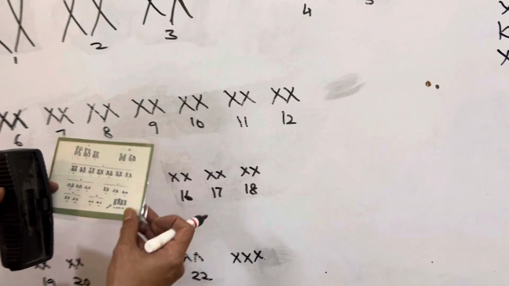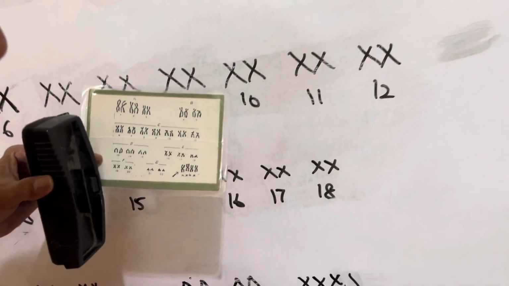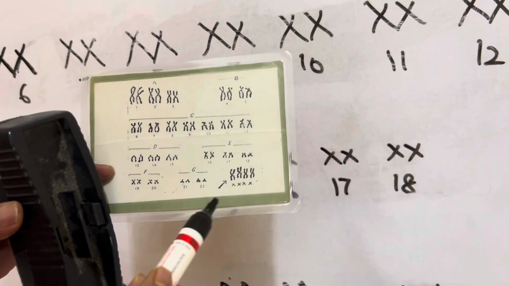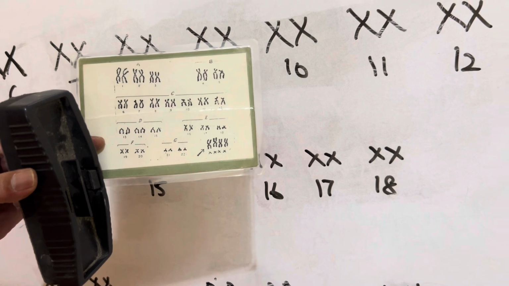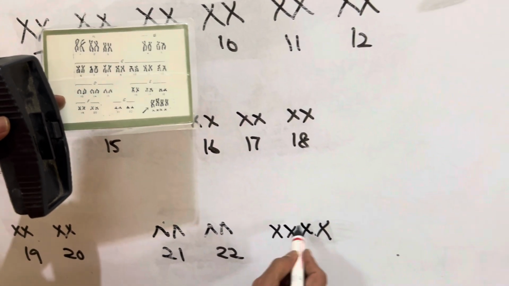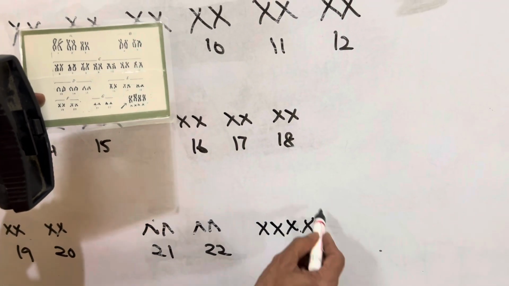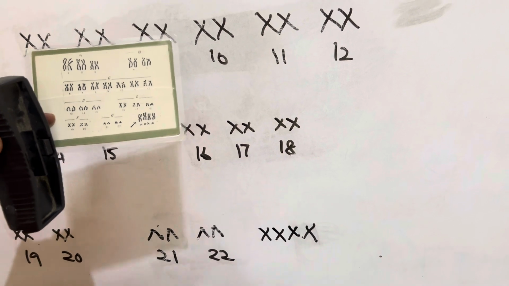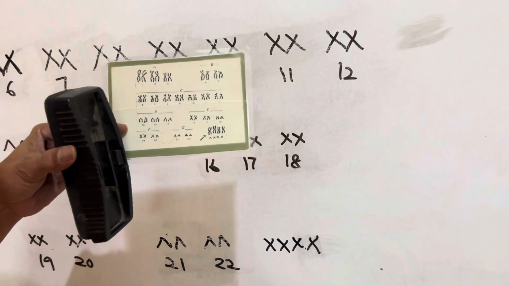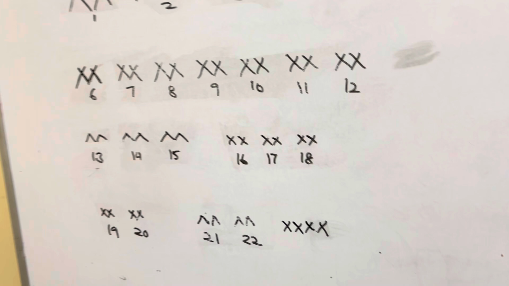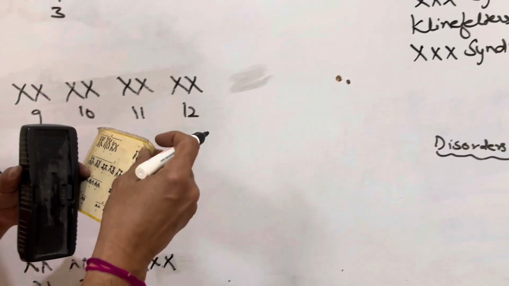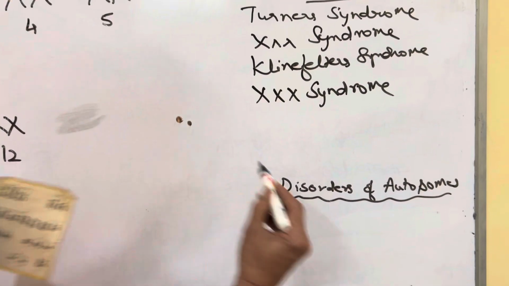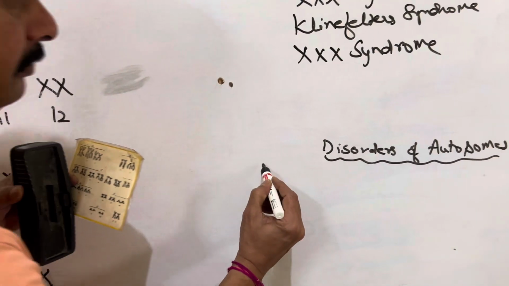Similarly, very rarely you find four X chromosomes in a female. Two are normal X chromosomes, which normally should be present, two are extra. So there are three Barr bodies. This syndrome we can call XXXX syndrome. Okay. Now coming to the disorders of the autosomes. Autosomal disorders can be in the form of deletions, trisomy, and translocation.